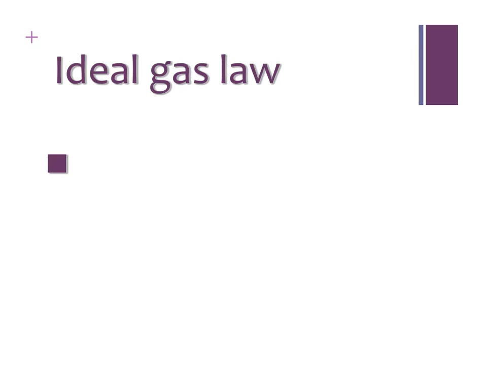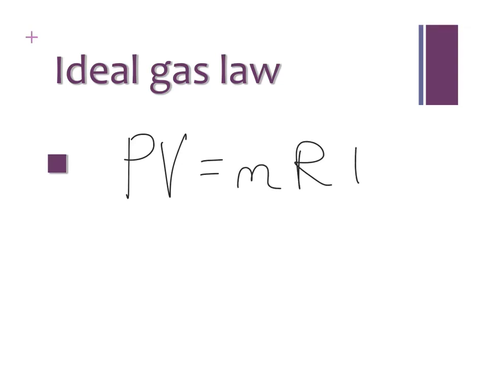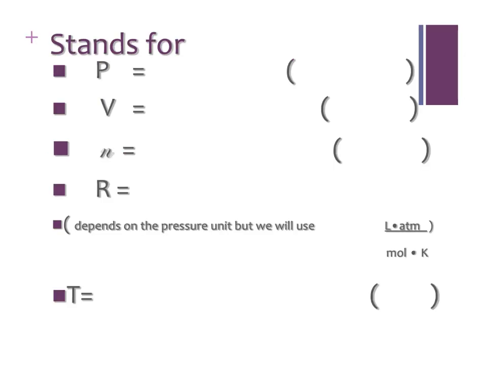One of the most important gas laws in chemistry is the ideal gas law, and our equation is going to be PV is equal to nRT. A lot of times it's written in cursive for the n, it's not an m, but if you want to write it just regular, that's fine too. So what does that stand for?